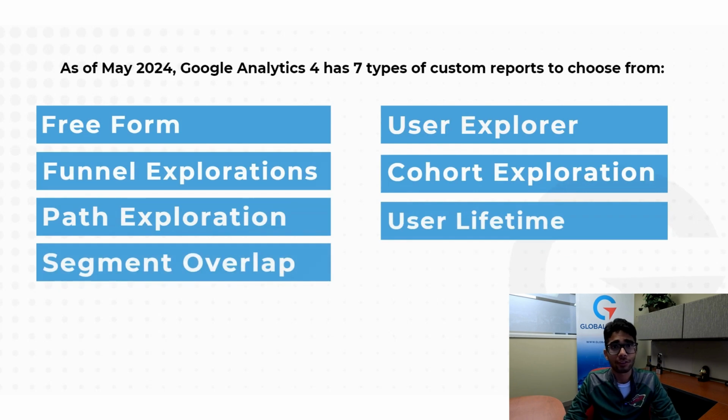As of May 2024, there are 7 different types of custom reports to choose from. They range from pretty simple to a little more complex. In this video, we're going to briefly introduce each one of these reports and show you how to configure them, and hopefully from there you can decide whether or not these reports are going to be beneficial for you or your organization.